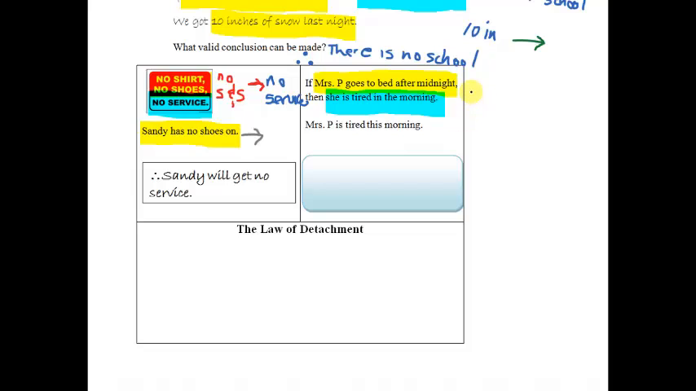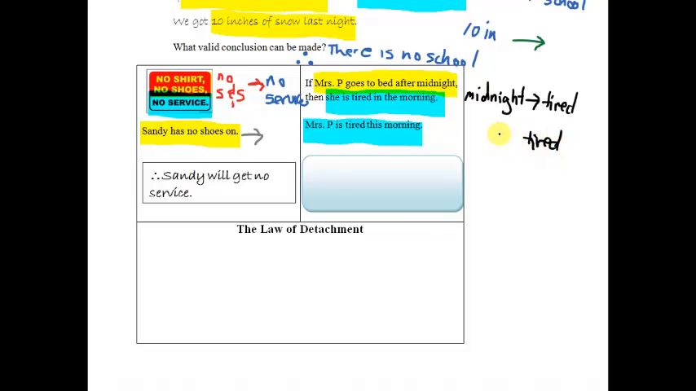So if we break that up, if I go to bed after midnight, then I am going to be tired in the morning. Now, in my next statement, I've got a true fact here also. This morning I was very tired. So Mrs. P is tired this morning. Now, does that match the hypothesis again? Well, no, it doesn't. This is the conclusion of that. And so if you look over at what we've written here, I'm tired.